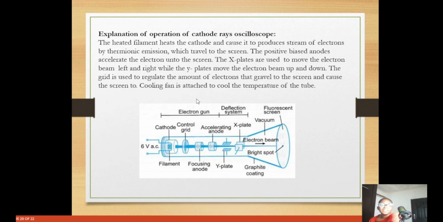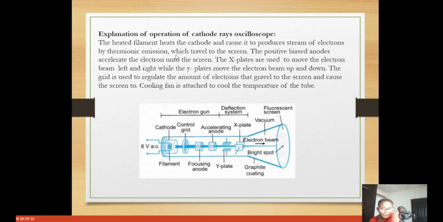The heated filament heats the cathode and causes it to produce a stream of electrons by thermionic emission, which travels to the screen. This is the screen. The positively biased anode accelerates the electrons onto the screen. The X plates, this is the X plate, are used to move the electron beam left and right, while the Y plates, this is the Y plate here, move the electron beam up and down.